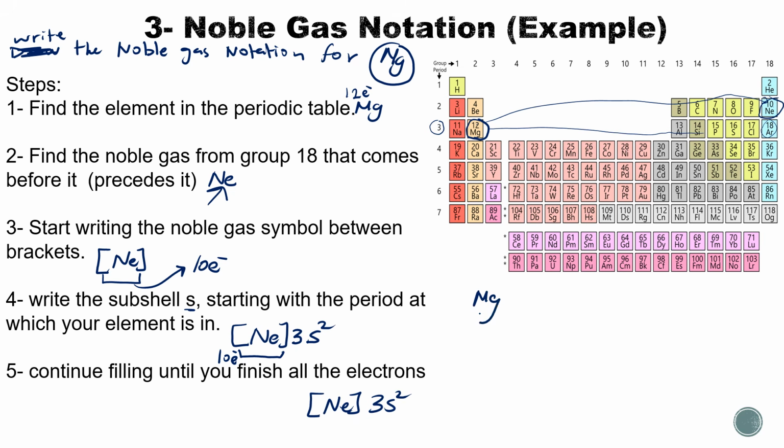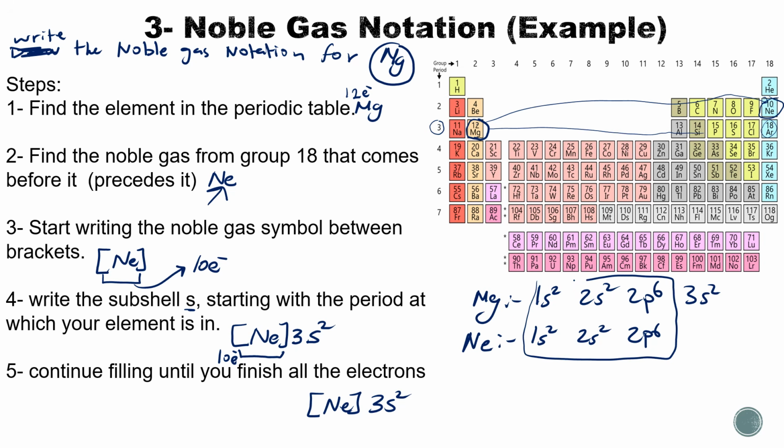Why? Because if you look at Mg here, if we draw the electron notation for Mg, it's 1s2, 2s2, 2p6, 3s2. Right? And if we write down the noble gas notation for neon, neon has 10 electrons, it will be 1s2, 2s2, 2p6. Look at these parts. They are the same, right? So instead of writing Mg like this, we'll just remove this part and we put Ne. So it will be Ne, and we continue with this 3s2.